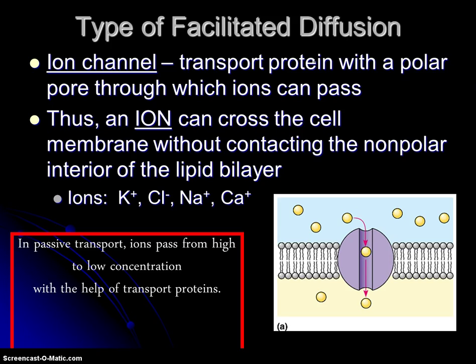For example, an ion of potassium, an ion of chlorine, an ion of sodium, an ion of calcium. Sometimes cells need those charged particles for whatever purpose, and to move them through the cell without using energy, they use facilitated diffusion, and they'll use an ion protein channel that allows those charged particles to move through.